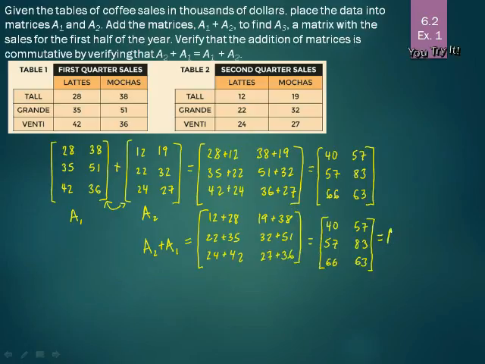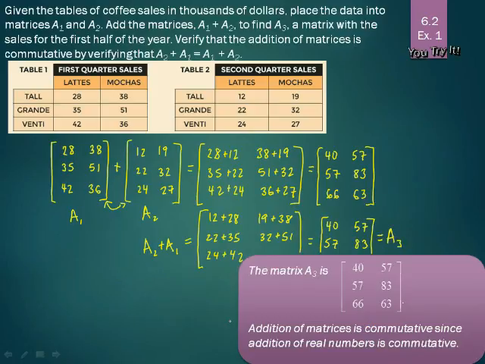So this is the third matrix, A sub 3, and so we can go ahead and summarize our answer. The matrix A sub 3 is 40, 57, 66, 57, 83, 63. Addition of matrices is commutative since addition of real numbers is commutative.